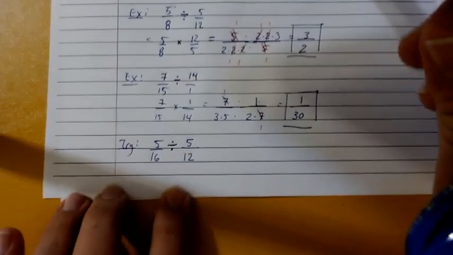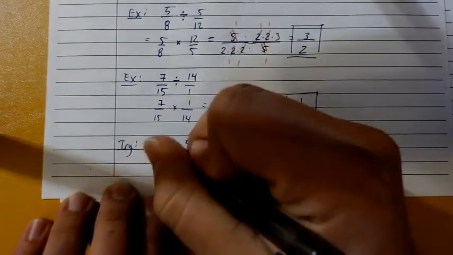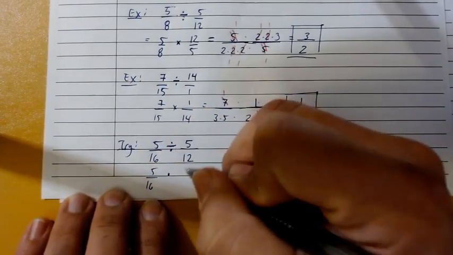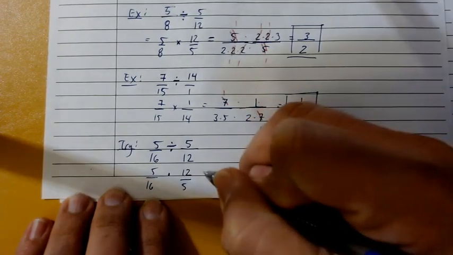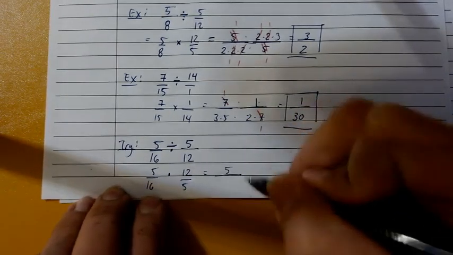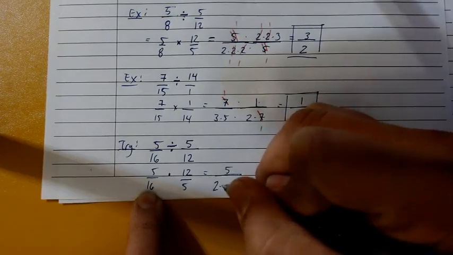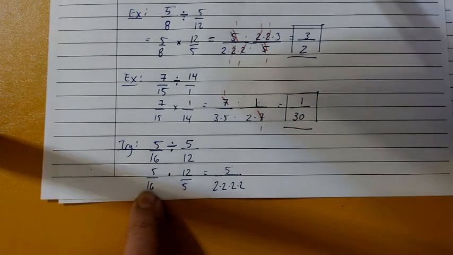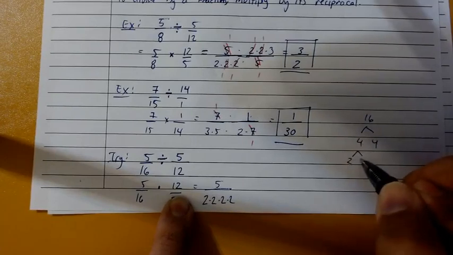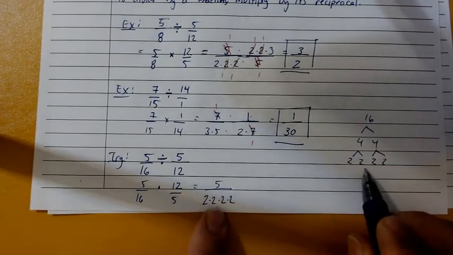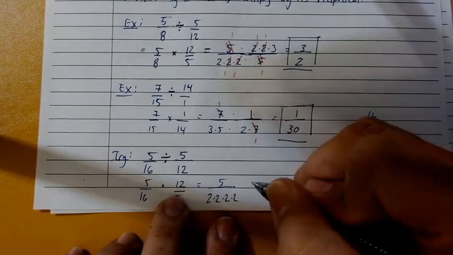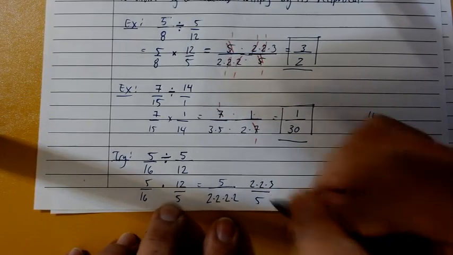All right, so let's take a look at this. We're going to leave the first number as it is, 5/16. Division becomes multiplication. Second number, we reciprocate. And now we're going to multiply and simplify. All right, 5 is already a prime number, so I'll leave that the way it is. 16, that's 2 times 2 times 2 times 2. That's 4 times 4, and each of these 4s splits up as 2 times 2. 12, we already saw 12 a few times already. It's 2 times 2 times 3. And again, 5 was already a prime number.